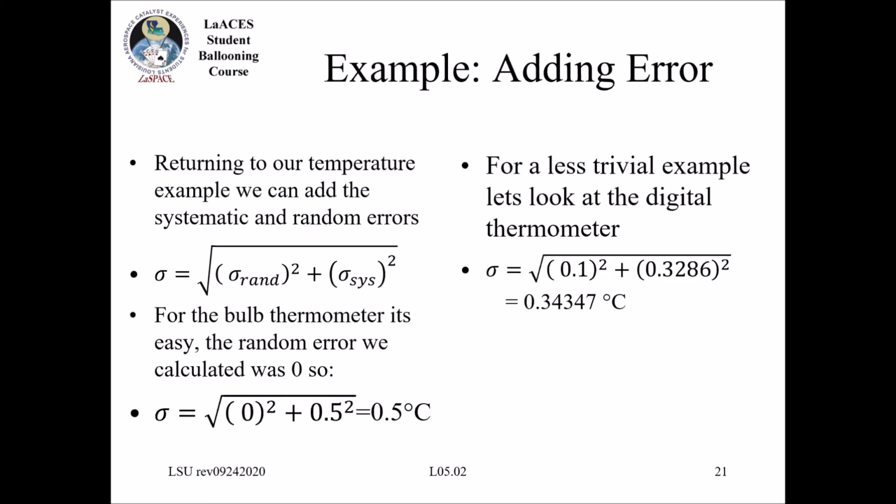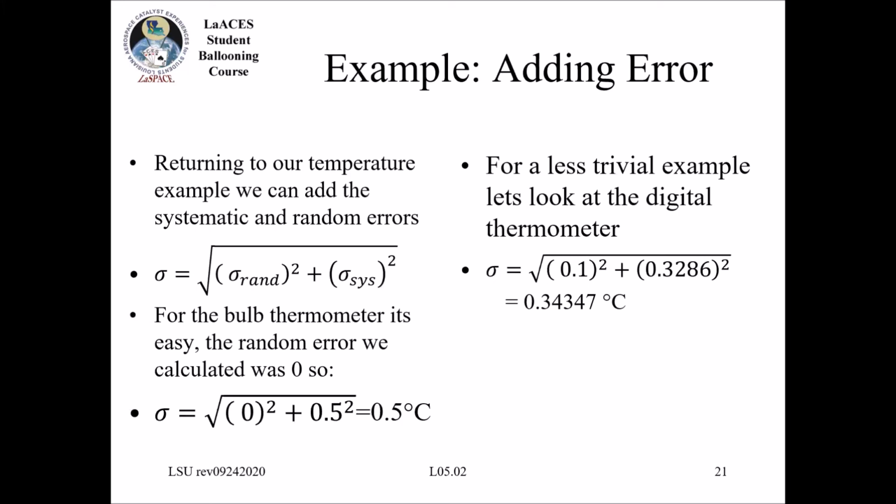So for example, in the case we just discussed, I have systematic error and random error, and I want to add them together. Well, for the bulb thermometer, it's easy. The random error was 0. And you can see that when you do that, you just get what the systematic error is. And usually when that is happening, you say that you're dominated by this systematic error. The systematic error is much larger. And that means you can pretty much ignore the random error.